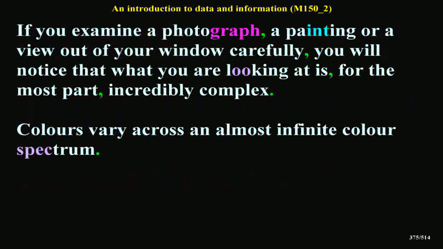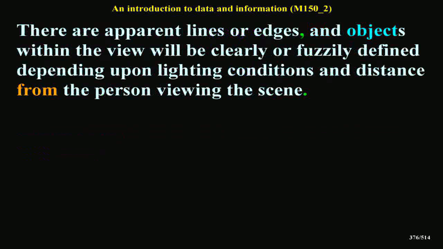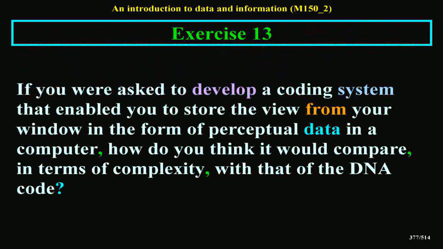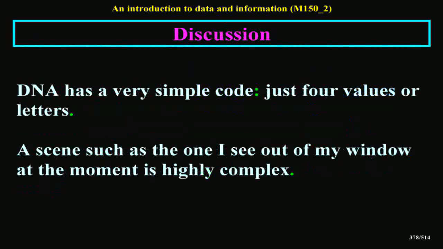If you examine a photograph, a painting or a view out of your window carefully, you will notice that what you are looking at is, for the most part, incredibly complex. Colors vary across an almost infinite color spectrum. There are apparent lines or edges, and objects within the view will be clearly or fuzzily defined depending upon lighting conditions and distance from the person viewing the scene. Exercise 13. If you were asked to develop a coding system that enabled you to store the view from your window in the form of perceptual data in a computer, how do you think it would compare, in terms of complexity, with that of the DNA code discussed?